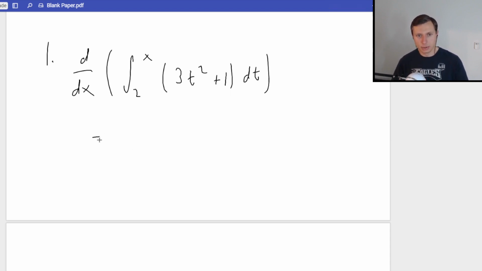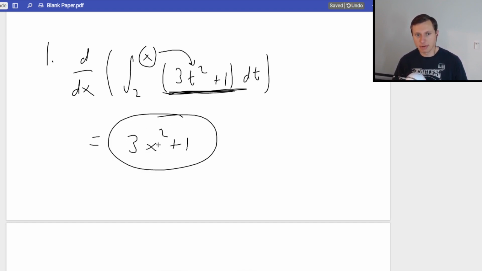Now, what does this equal? Again, it's just equal to the original function, 3t squared plus 1, except I'm just going to plug in x wherever I see a t. It's that easy. 3x squared plus 1, that's my final answer. It's so easy that it looks hard. If you know what you're doing, the fundamental theorem of calculus is very easy. If you don't know what you're doing, it's very hard.